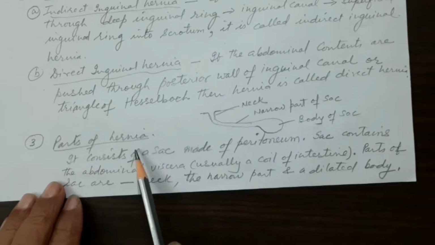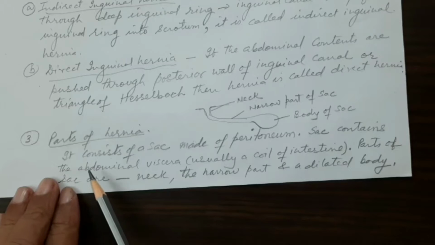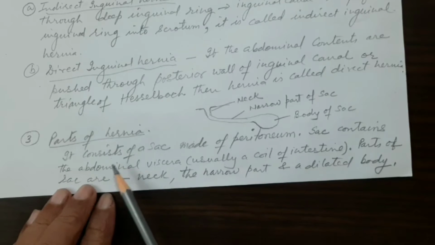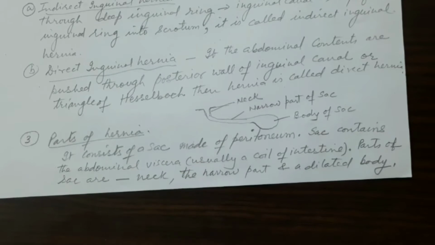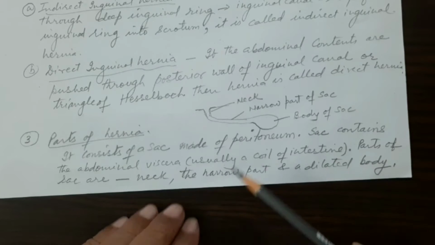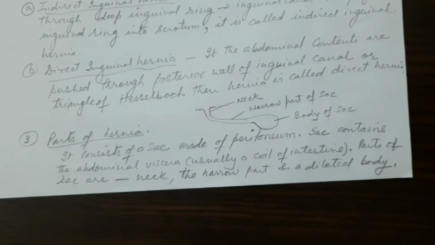Let us see here what are the parts of the hernia, or the sac, which is formed by the parietal peritoneum, deep to which lie the contents in the sac. Now it consists of a sac. The parts of hernia means it consists of a sac made up of peritoneum, as I have told you. The sac contains the abdominal viscera. Within the sac lies the abdominal viscera, usually a coil of intestine. In the case of the inguinal hernia, it is usually a coil of intestine or omentum.